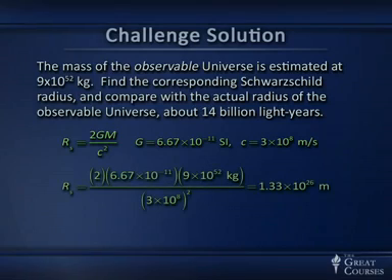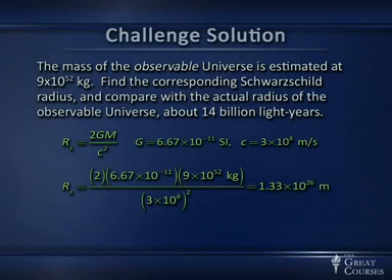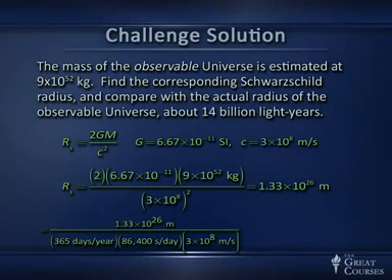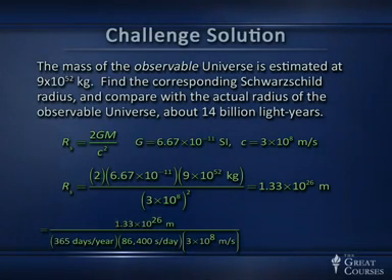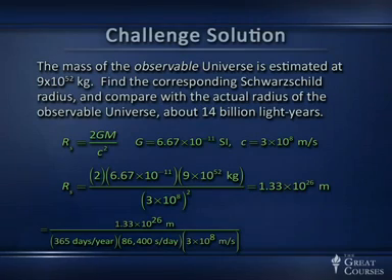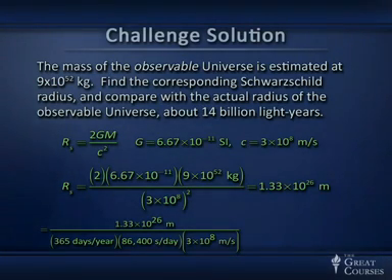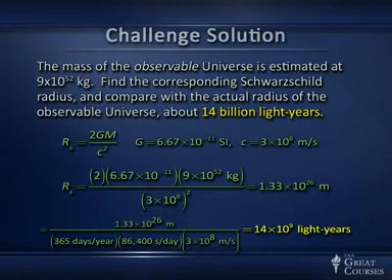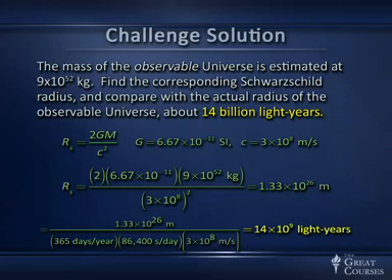Let's work that out. 2GM over c squared is 1.33 times 10 to the 26 meters. Let's work that out. We're going to figure out what that is in light years. That's 1.33 times 10 to the 26 meters divided by 365 days in a year, 86,400 seconds in a day, and the speed of light c, 3 times 10 to the 8 meters per second. That gives us 14 times 10 to the 9 light years, 14 billion light years, the same as, in fact, the observable radius of the universe.